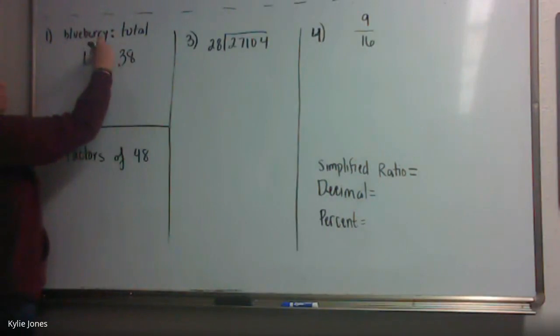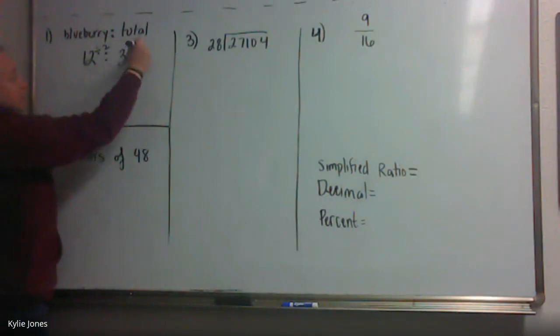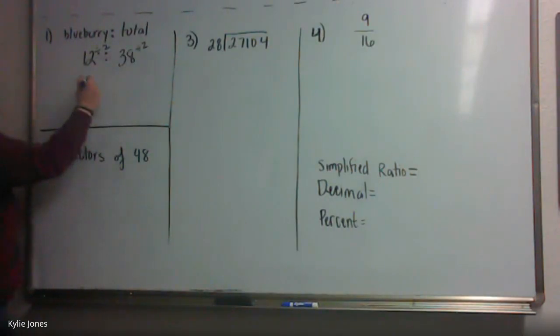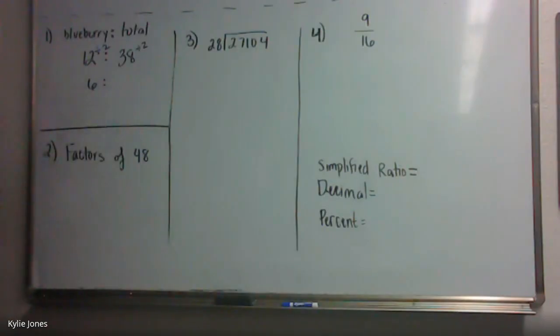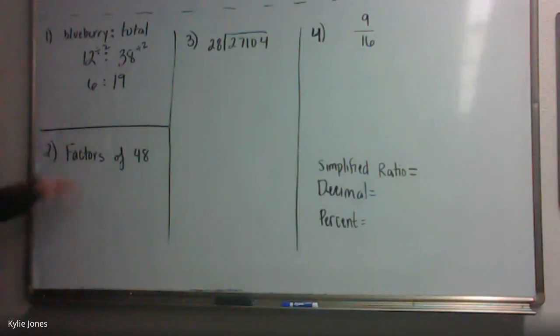So we'll divide both the 12 by 2 and the 38 by 2. What's 12 divided by 2? 6. And what's 38 divided by 2? 19. Good, 19. Okay, so now that we're at this point, can I simplify this ratio any further?